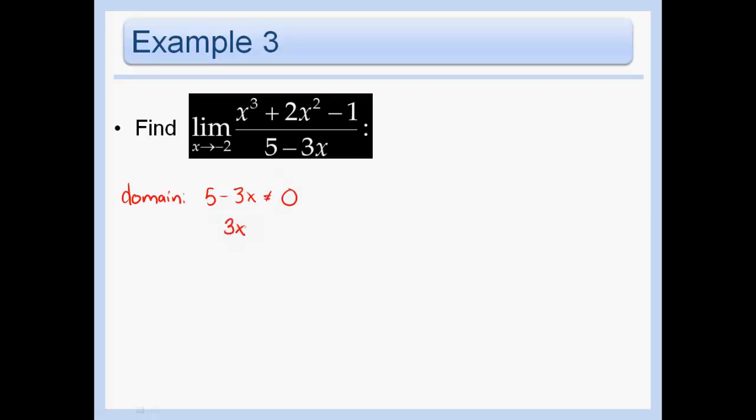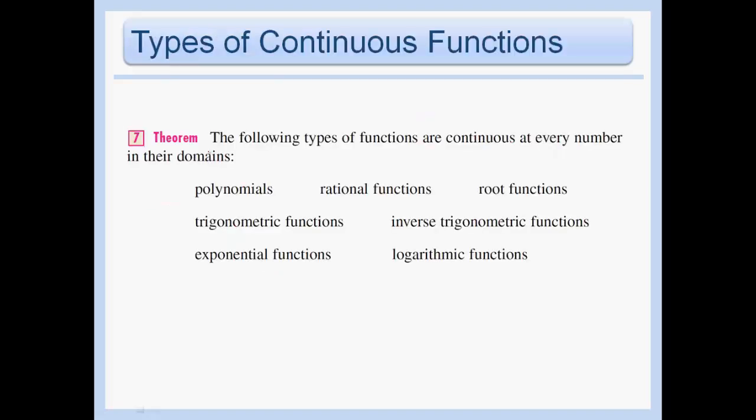In other words, 3x cannot equal 5, x cannot equal 5/3, and we're not looking there, so let's go ahead and just evaluate. We can just substitute it in since -2 is in the domain. Stick in a -2 and we get 6 over -11, that's -6/11. All right, so you can just apply direct substitution because -2 is in the domain. Easy enough. Types of continuous functions. So here are some that you should just know they are continuous.